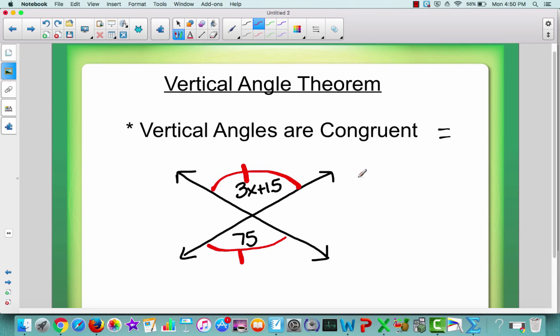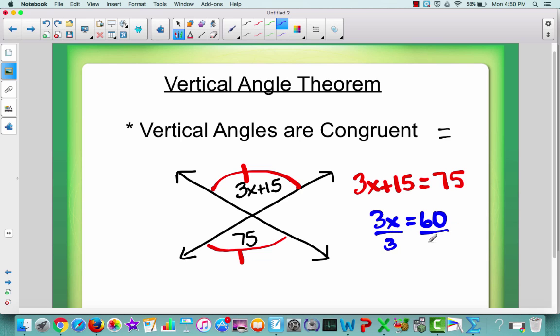So because they're equal, 3x plus 15 has to equal 75. All right, so then we solve for x. We subtract 15 on both sides and we get 3x equals 60, and then divide by 3 on both sides. So x equals 20. So we just use the vertical angle theorem and our algebra to solve for a variable.